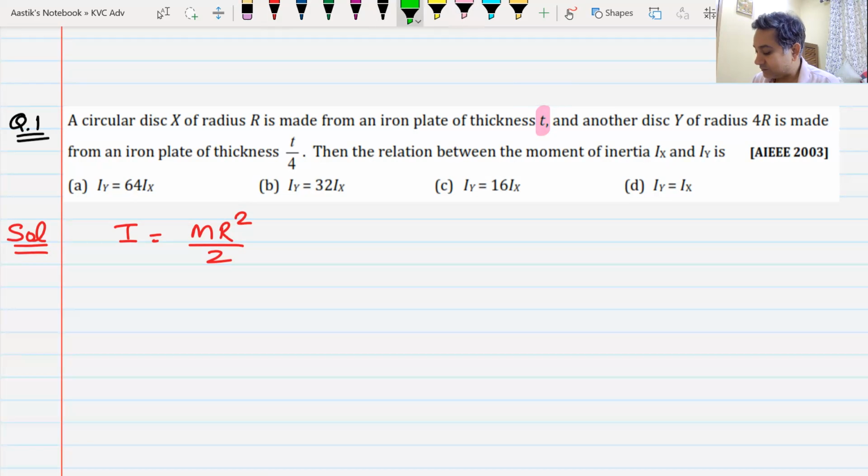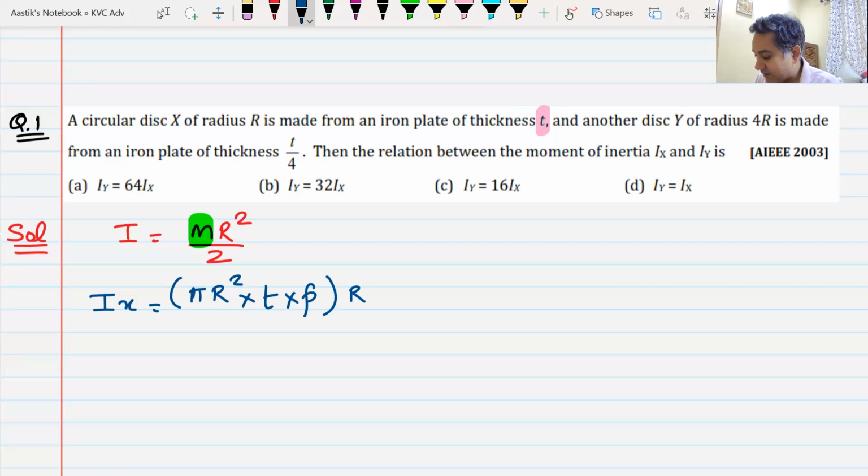Mass equals density into volume. Yes, you have to find out the mass. Mass is density into volume. So what is the moment of inertia of X? Its volume is pi r square into T, into rho, the density of iron, multiplied by r square by 2. So it is pi t rho by 2 into r to the power 4.